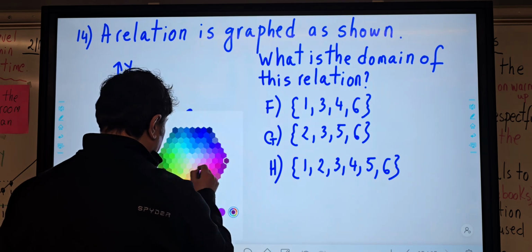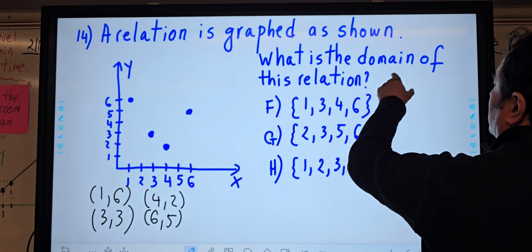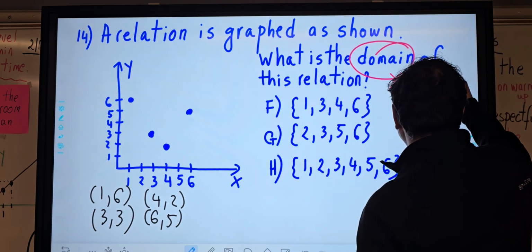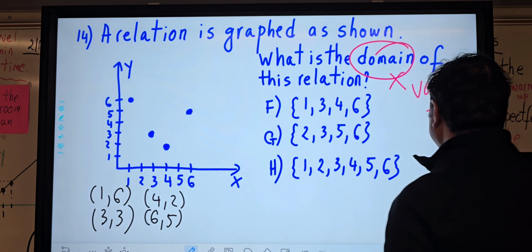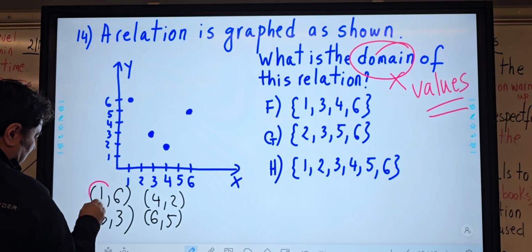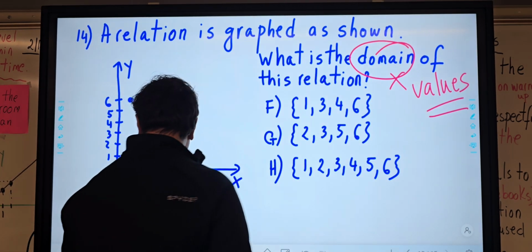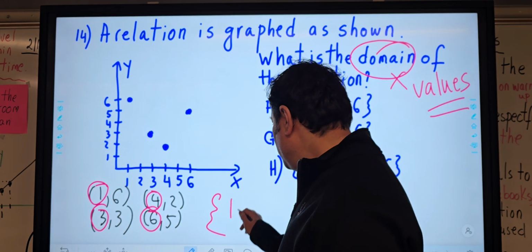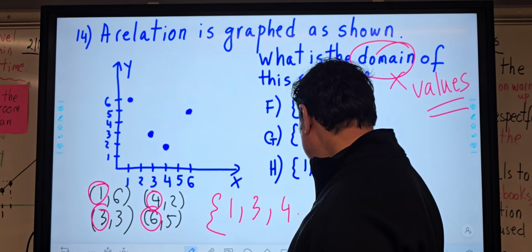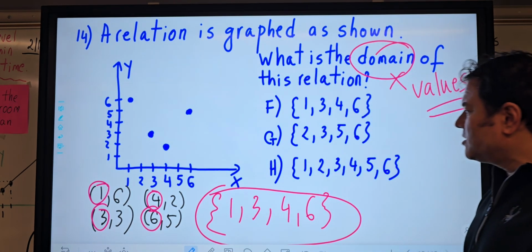And now let's look at what is the domain. So domain, we are taking the x values. Make sure we are circling the x values in all the ordered pairs. The x values, the first number in the ordered pairs, and let's put them from least to greatest. Okay, so 1 comes first, and then we have 3. Next we have 4 and 6. And let's see which one of these answers matches us.